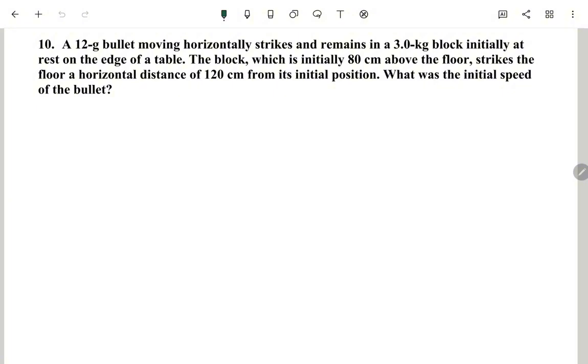A 12-gram bullet moving horizontally strikes and remains in a 3-kilogram block initially at rest on the edge of a table. The block, which is initially 80 centimeters above the floor, strikes the floor a horizontal distance of 120 centimeters from its initial position. What was the initial speed of the bullet? Now here's the situation. We have here an object, and a bullet hits this object and is stuck inside it.